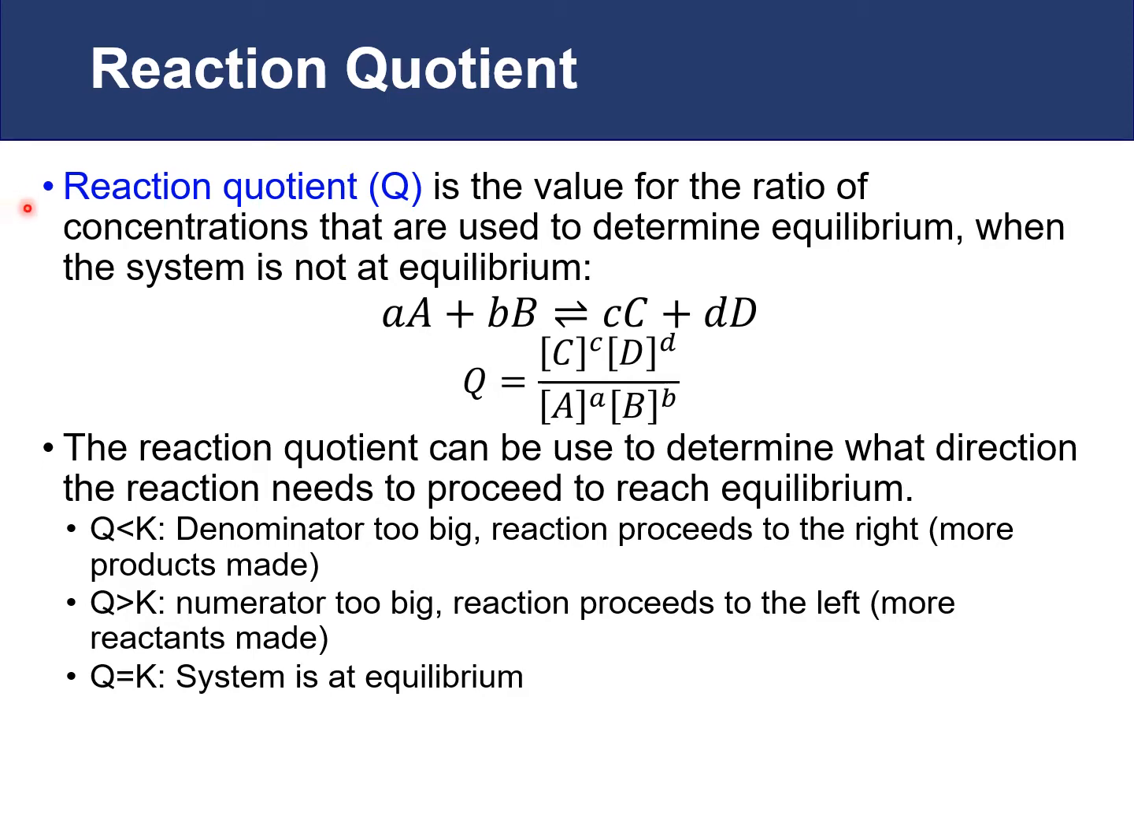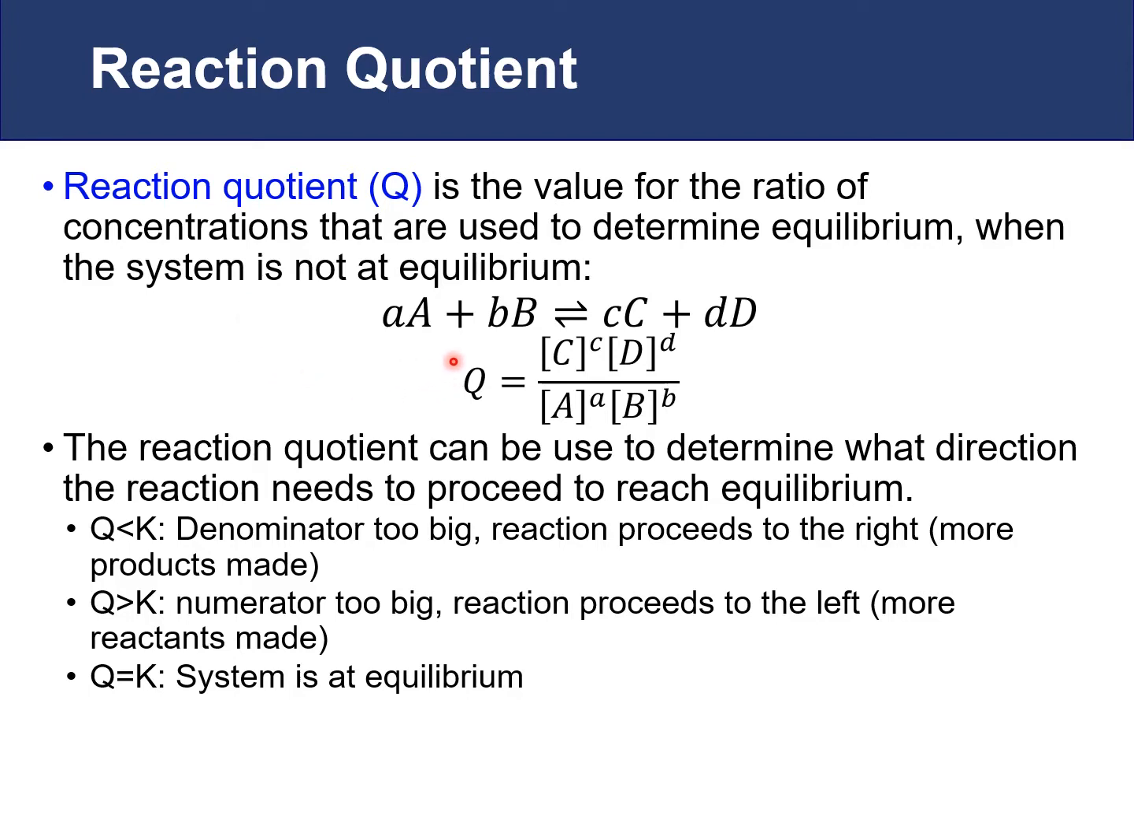The reaction quotient is the exact same ratio, except it's used when the concentrations are not at equilibrium. What we will be using the reaction quotient for is trying to determine which direction the reaction will proceed, towards the reactants or towards the products, in its effort to reach equilibrium. So the reaction quotient is the value for the ratio of the concentrations when the system is not at equilibrium.